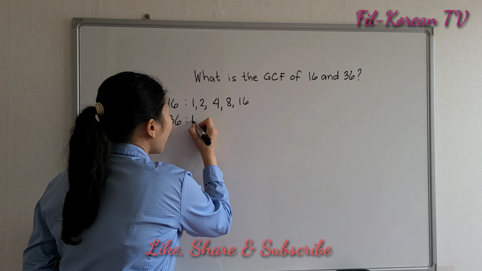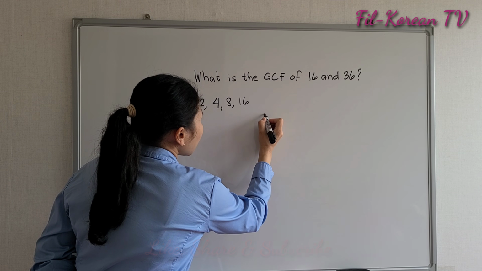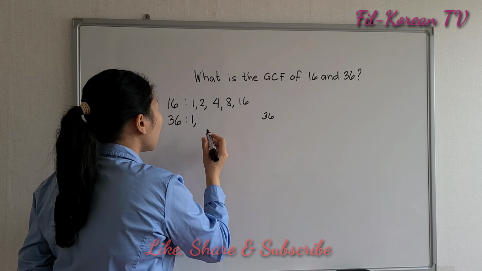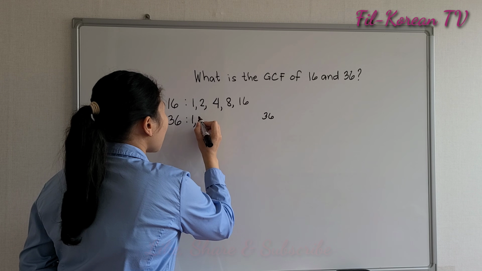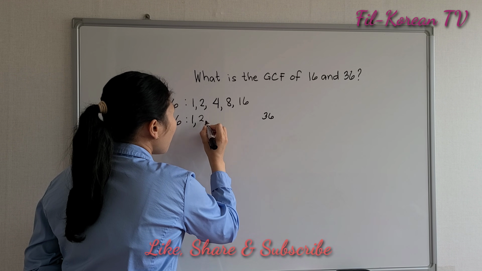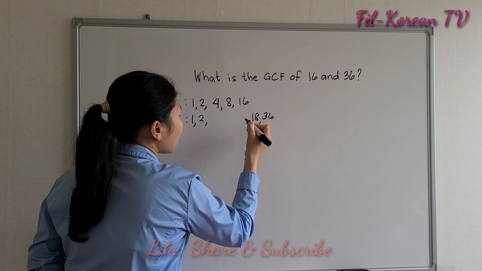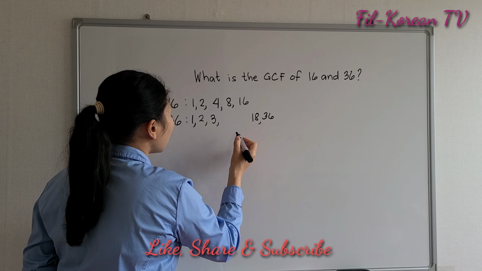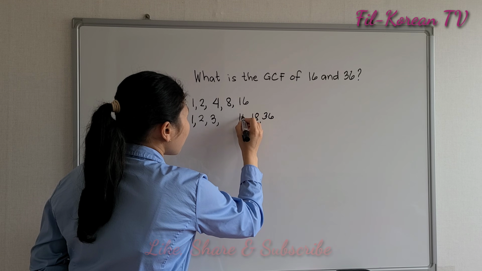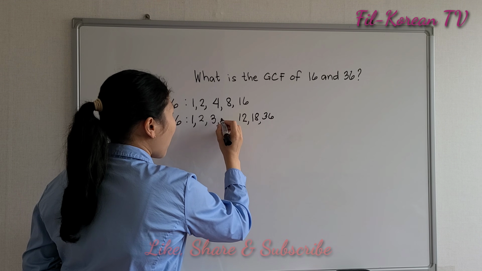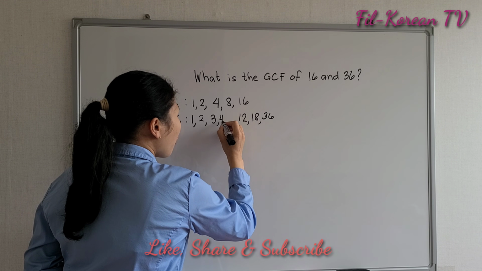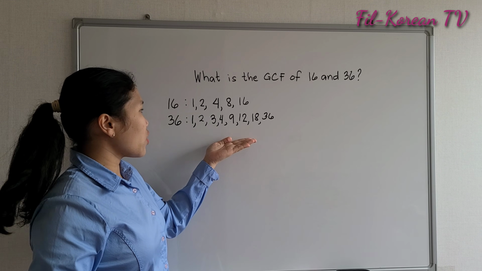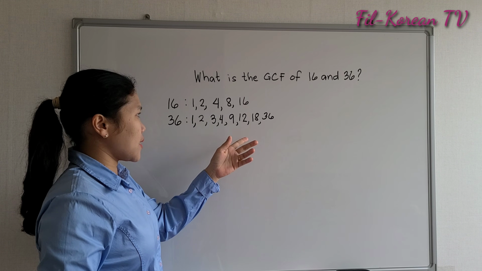Of course, 1 and 36. Other numbers that we multiply and we get the product 36 are 2 and 18. Another 3 and 12. Another 4 and 9. These are all the factors of 36.